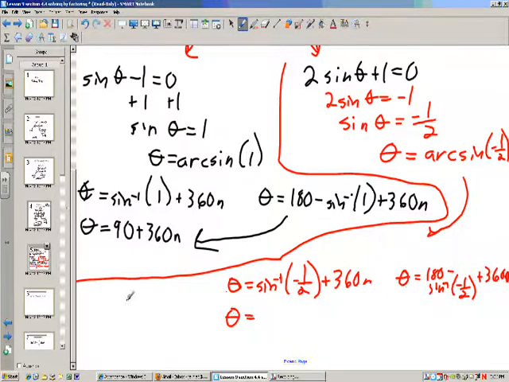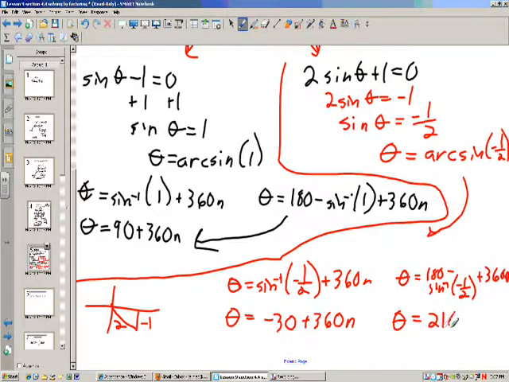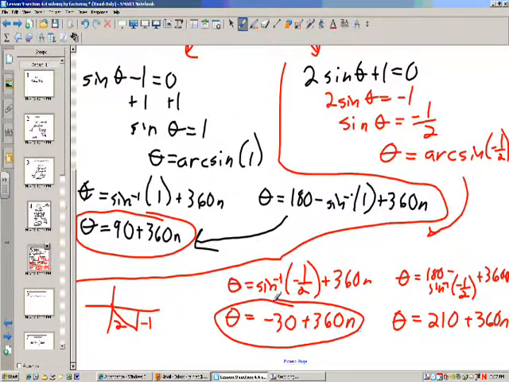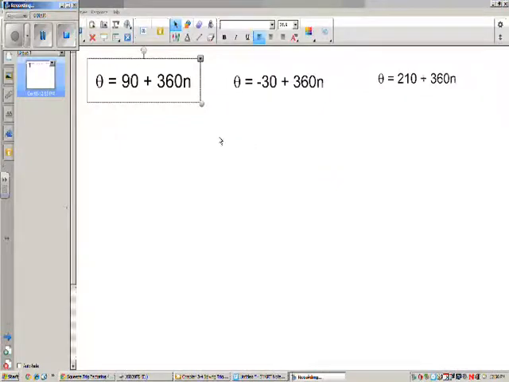The inverse sine of negative 1/2, negative 1/2 would be down here, so that would be a negative 30 degrees. And over here, 180 minus a negative 30 is going to be, minus a negative is addition, so 210 plus 360n. So we have three values, 1, 2, 3 equations for our general solution. Now with these three solutions, 90 plus 360n, negative 30 plus 360n, and 210 plus 360n.